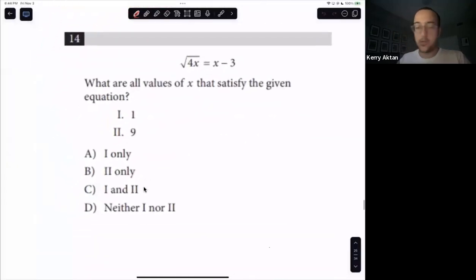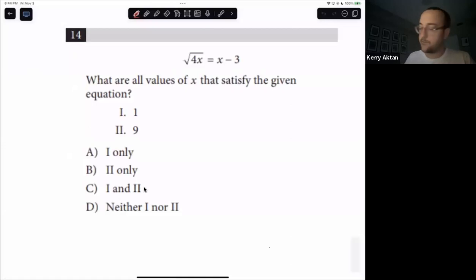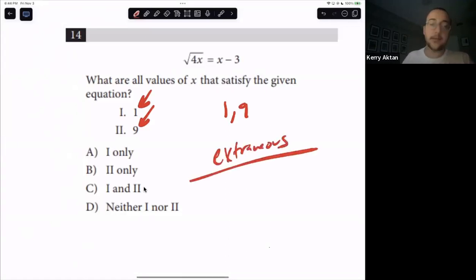Remember this, you guys mess this up all the time, and it's not even your fault. Remember, with these types of questions, if they give you two answer choices, and when you do the algebra you do get 1 and 9, but one of them is extraneous, so plug it back in.